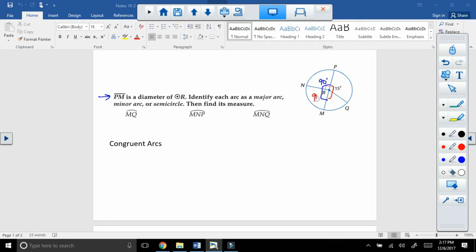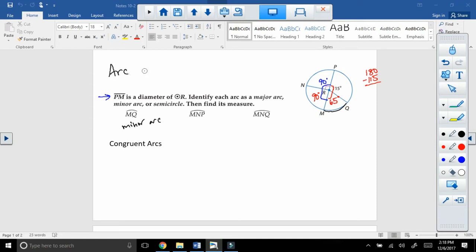So this one's 90. That one's also 90. And then I can do 180 minus 115. This one is 65. Or if you didn't figure that one out, you could add up those three and take it away from 360 and get the same answer. So if I'm going from M to Q, I know right away that that's going to be a minor arc because it just has those two letters. And that arc is going to be the same measure as that central angle.